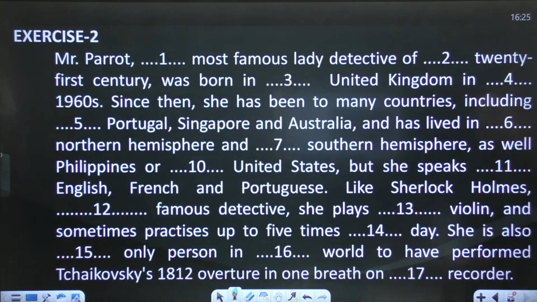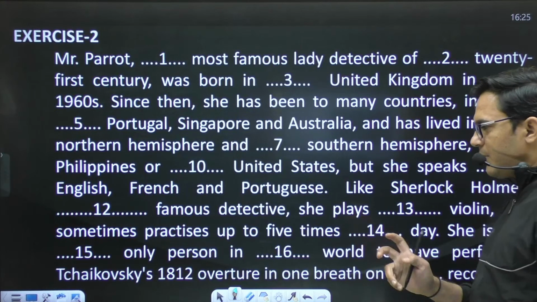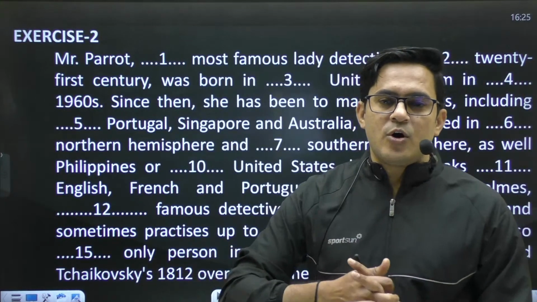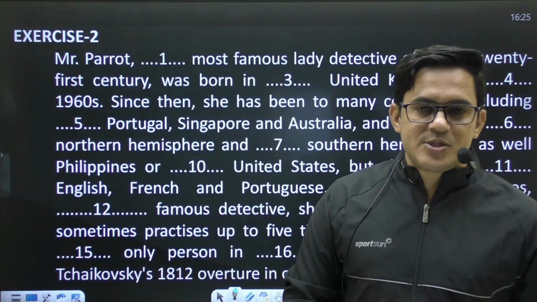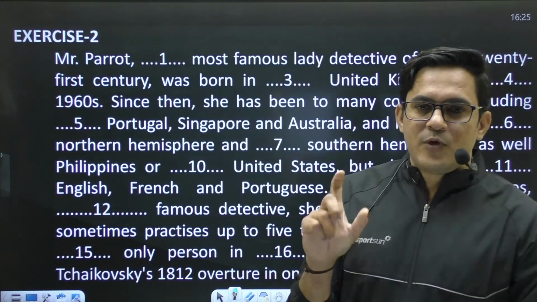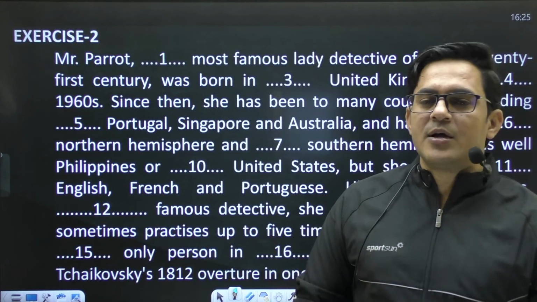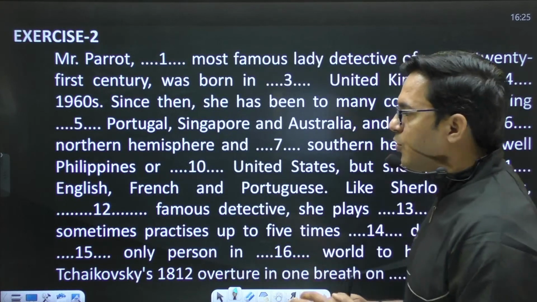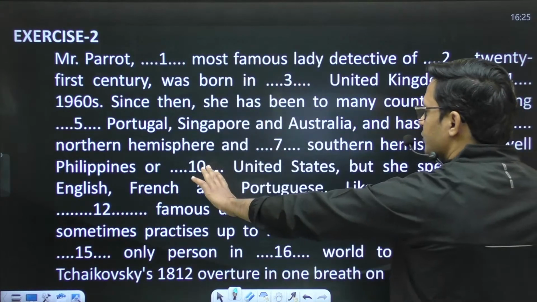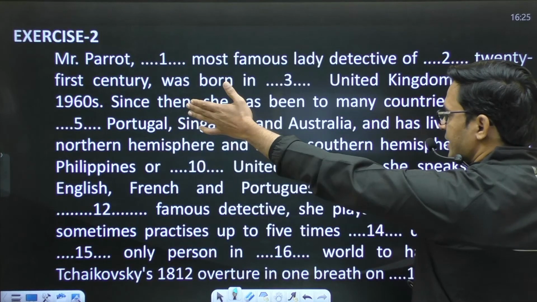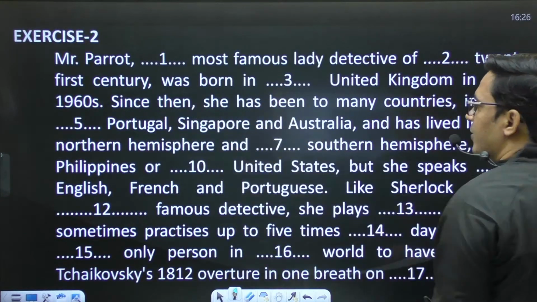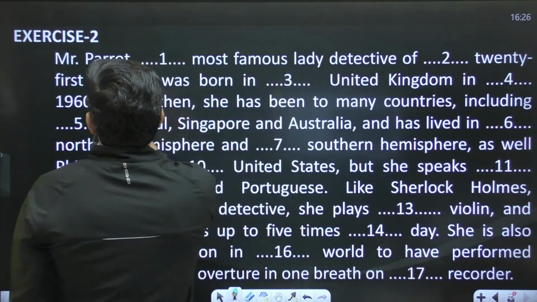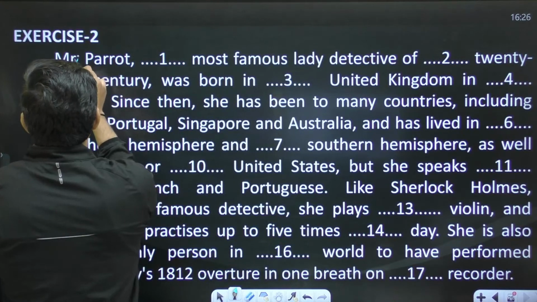Okay, now you have a mini passage, you can say. This is a passage, a story, and in this mini passage you have to fill in the necessary articles wherever you need, or whatever you feel is okay to use. So you have to use different articles, indefinite article a, an or the, as per requirement, right? Mr. Parrot, most famous lady, Mrs. Parrot, the lady we are talking about, no?